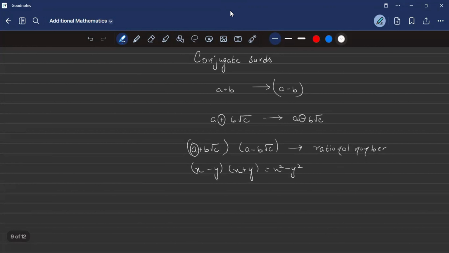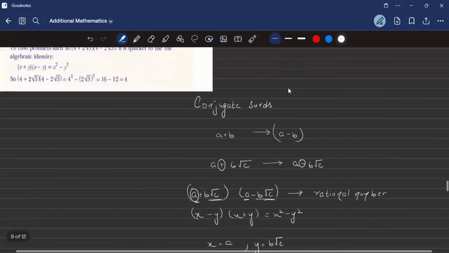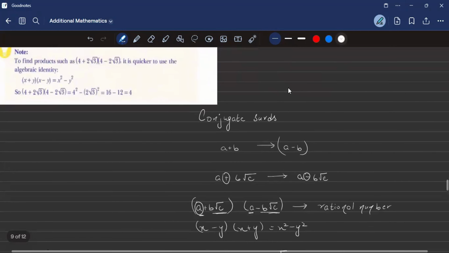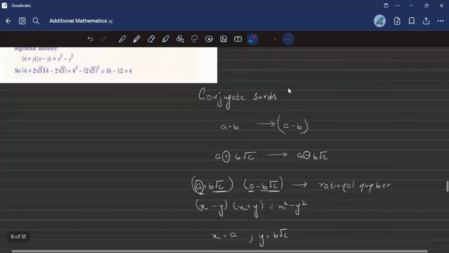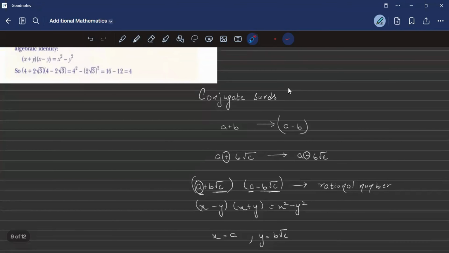So when we have conjugate surds, what we do is use the quadratic identity, which I have pasted down here. Yeah, here it is. It's a tip in the book, and I would recommend this every time. The quickest possible way to solve these conjugate surds is to use the quadratic identity: x plus y multiplied by x minus y is equal to x squared minus y squared. I'll explain with examples, no worries. This is basically how it works.